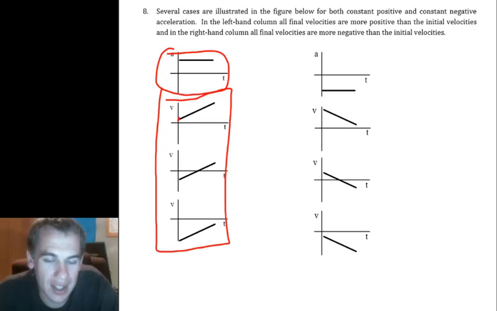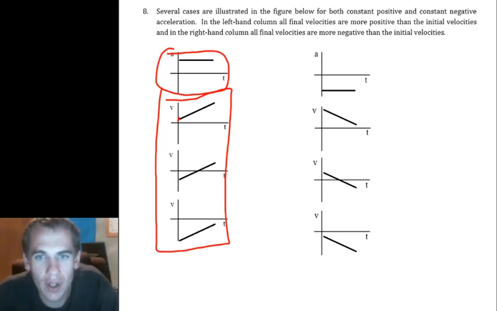And this one takes it to the extreme case. The whole time it's moving towards the origin. So the whole time it's got negative velocity, but it's slowing down. And right, since -2 is less negative than -4, its velocity is actually increasing. It's becoming less negative. Okay.